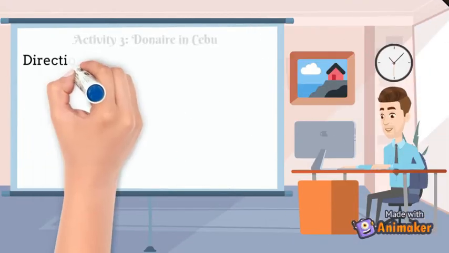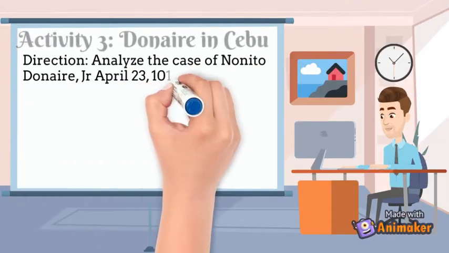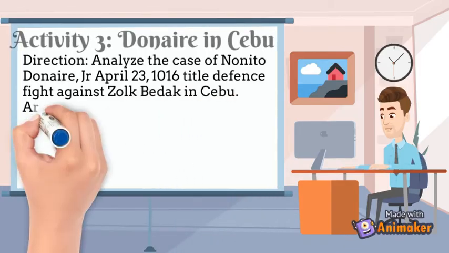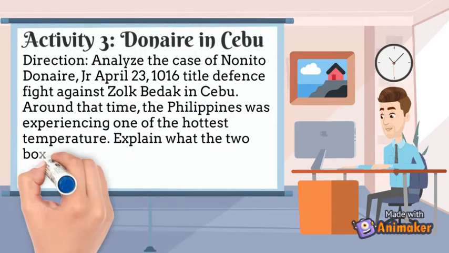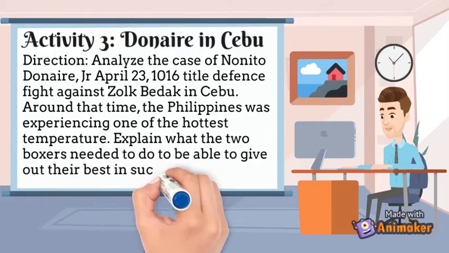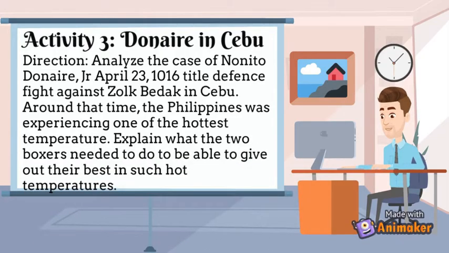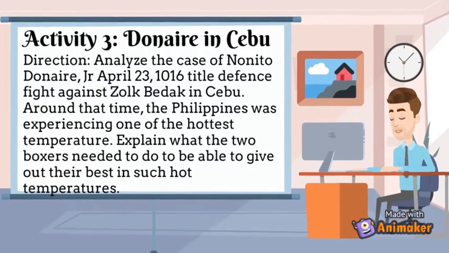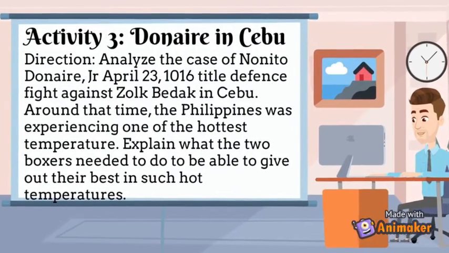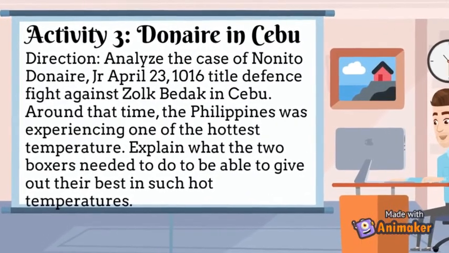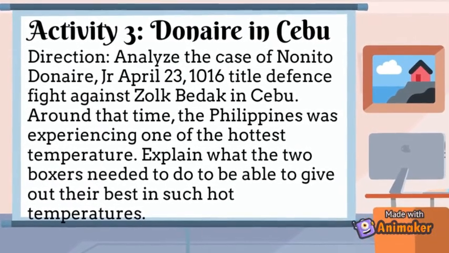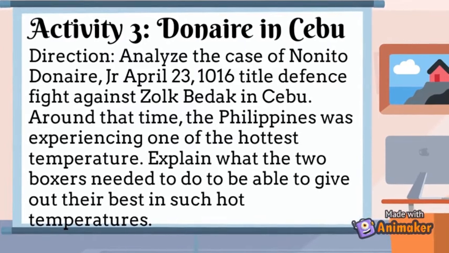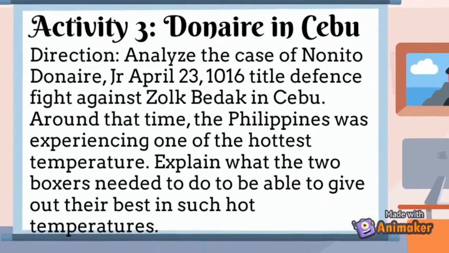Let's have the activity. This activity is a case analysis, and it is what we call Donaire and Cebu. Direction: analyze the case of Nonito Donaire Jr.'s April 23, 2016 title defense fight against Sopidet in Cebu. Around that time, the Philippines was experiencing one of its hottest temperatures. Explain what the two boxers needed to do to be able to give out their best in such hot temperatures. Do it in your activity log. I give you 3 minutes to answer.